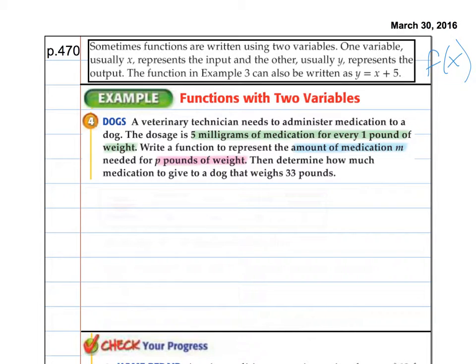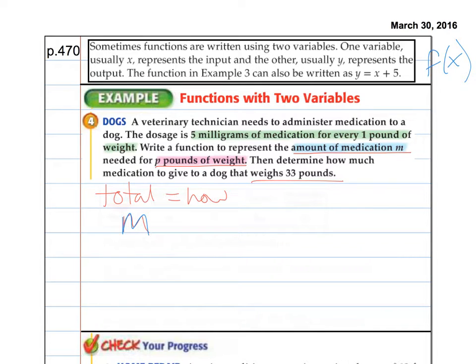So functions with 2 variables. A veterinary technician needs to administer medication to a dog. The dosage is 5 milligrams of medication for every 1 pound. We want to write a function to represent the amount of medication needed for a p pound dog's weight. And then we'll determine how much medication we need to give a dog that weighs 33. So what I notice is that we're trying to figure out the amount of medication. When you do an equation, you always have a total that we're looking for, and then how we reach that total. So what we're looking for is m, the amount of medication.